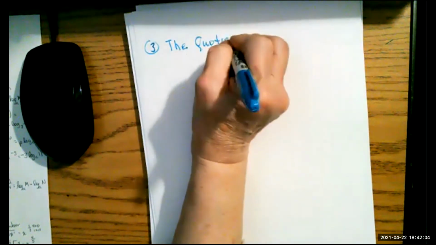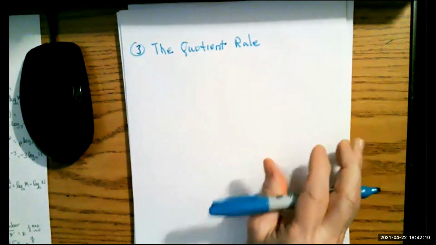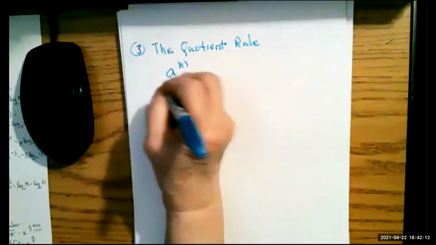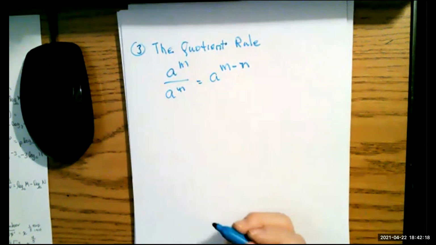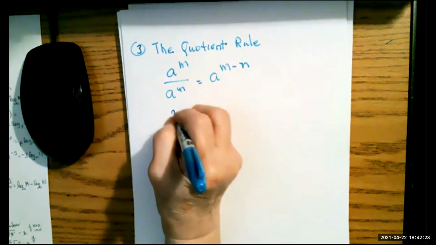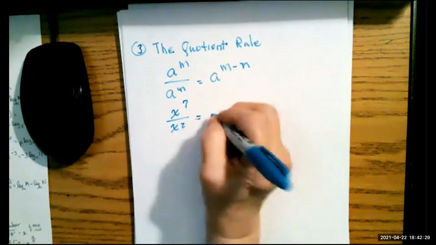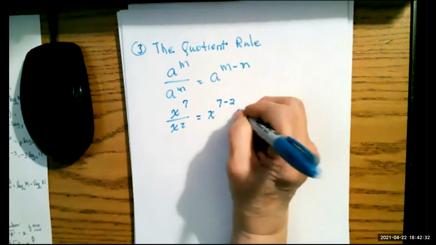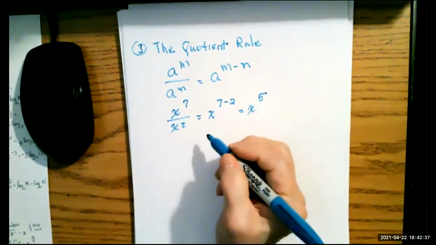Okay, let's go to the third one, which is the quotient rule. Where you do what? Yes, you're going to subtract. A to the m over a to the n equals a to the m minus n. Remember doing that? This one right here may cause you some problems on the exponent section. This is x to the 7 minus 2, which is x to the 5th. However, be careful on this.